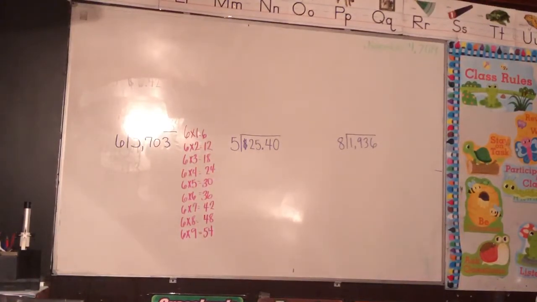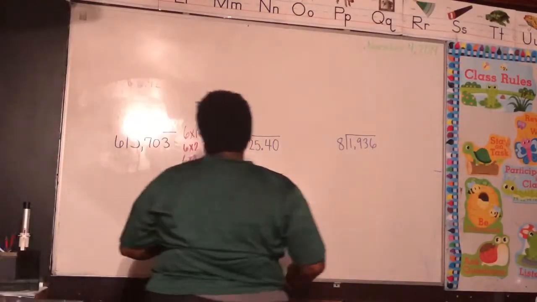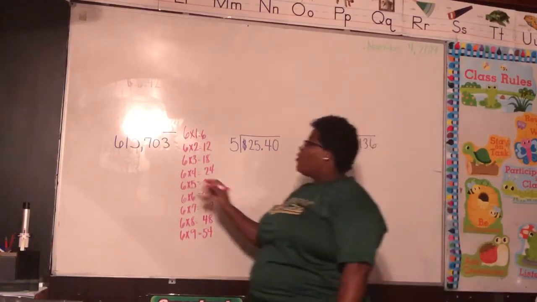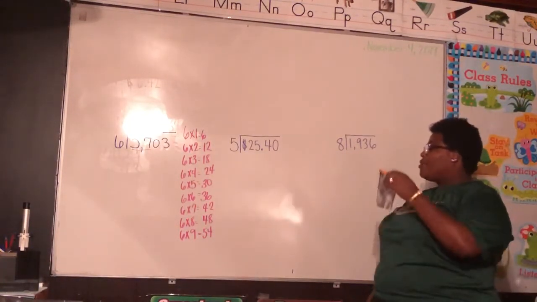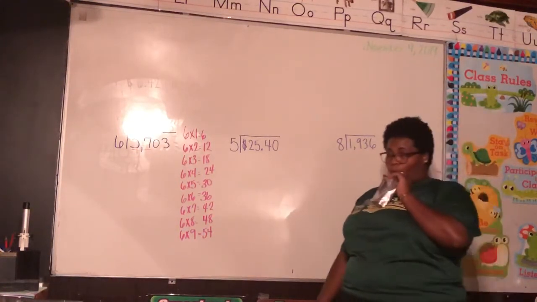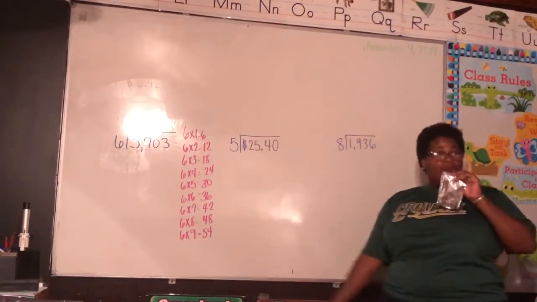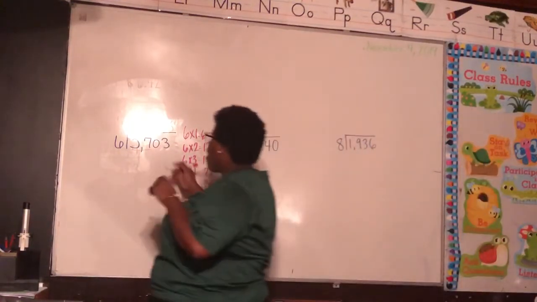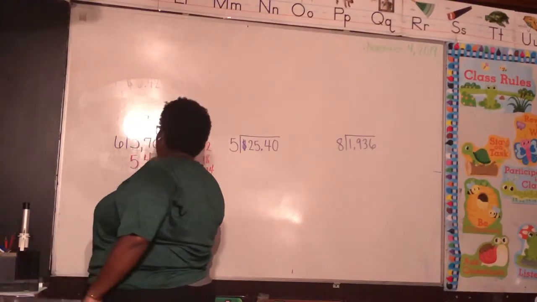The glare is still kind of right there, but it's not too bad. All right. So, can 6 go into 5? No. Can't get 6 from 5. So we move on. Can 6 go into 57? We sure can. How many times? 9 times, because 9 times 6 is 54. And we're going to subtract.